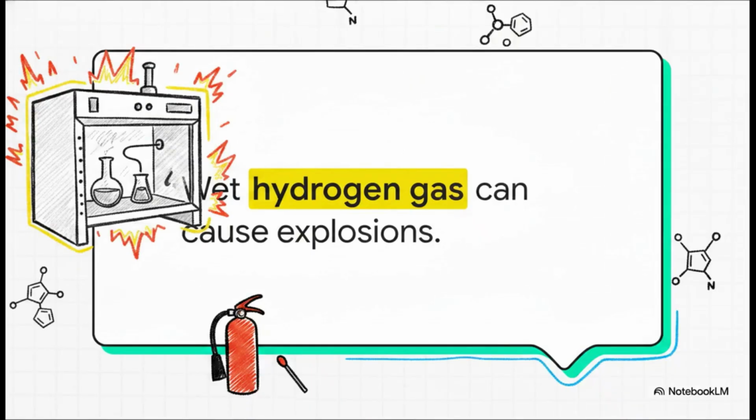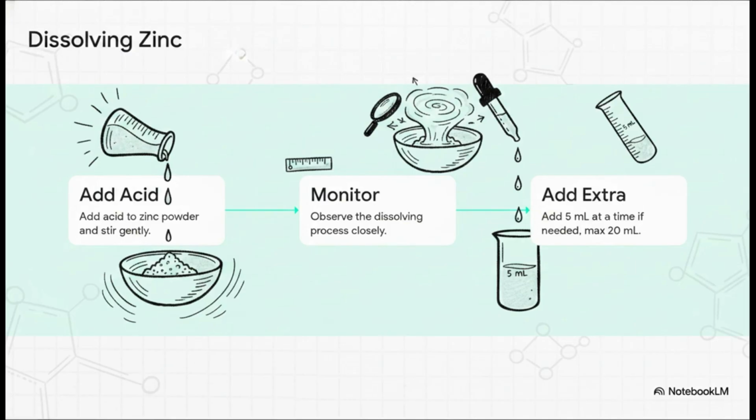Which brings us to a massive safety warning. Wet hydrogen gas can cause explosions. Yeah, that's not just a casual disclaimer. Hydrogen gas is highly flammable. Because of this volatile byproduct, this entire interrogation of elements has to happen securely inside a fume cupboard. Keep it far away from any open flames or sparks. Safety first, always.